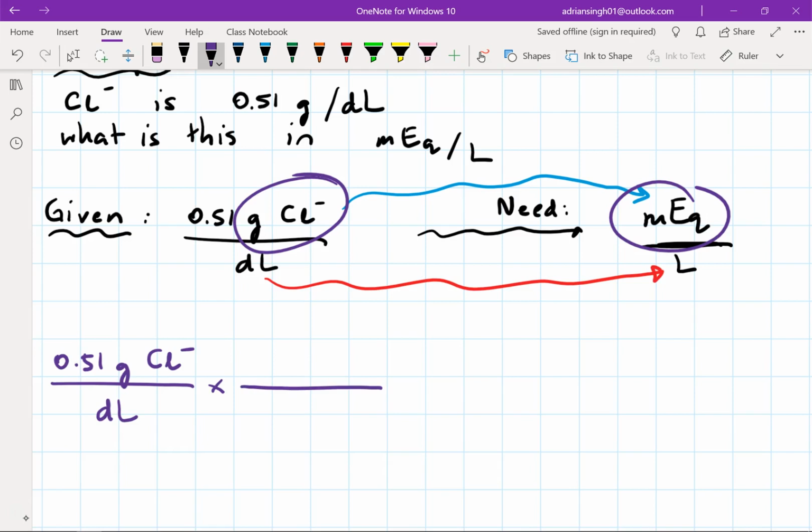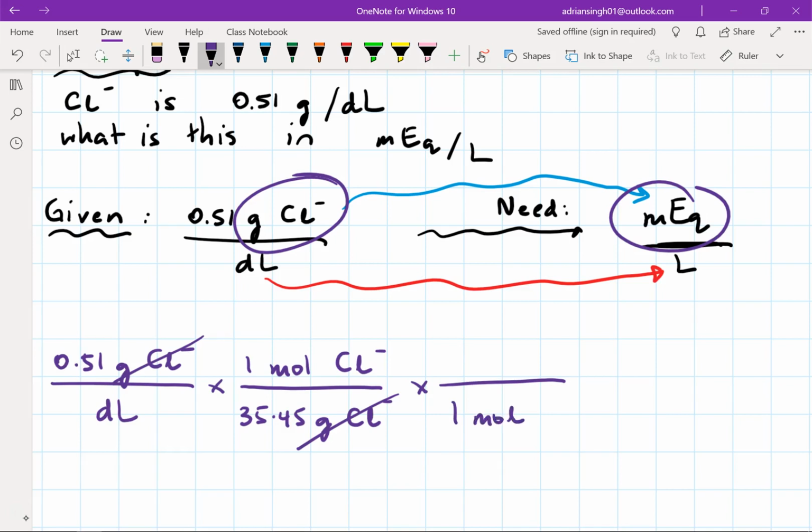All right, we first of all want to get to moles. So for every 1 mole of Cl minus, 1 mole of chloride, we look it up on the table. We have 35.45 grams. Okay, so the grams go away. And now, based on the new thing that we just learned, for every 1 mole of Cl minus, because it's got a -1 charge, we have 1 equivalent of that negative charge, right? So again here, the 1 would be what we use.